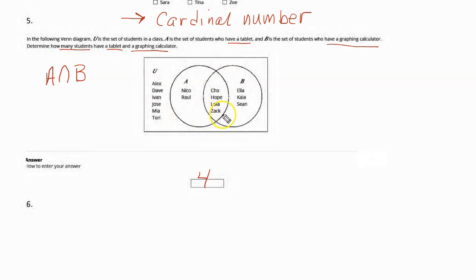Now other questions that might be asked here: how many individuals are in the universe? You would have to count them all. How many are only in A? That would be 2. Only in B? That would be 3. How many individuals are in set A? That would be a combination of these 2 plus these 4, which is 6. How many individuals in set B? 3 plus 4 would be 7.